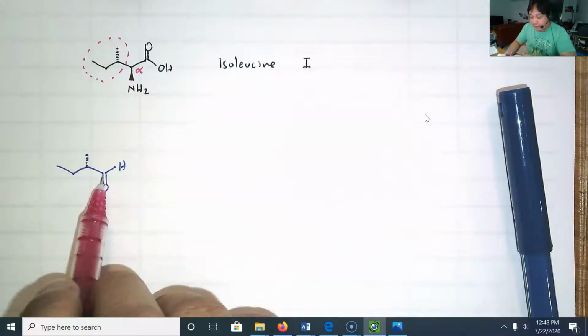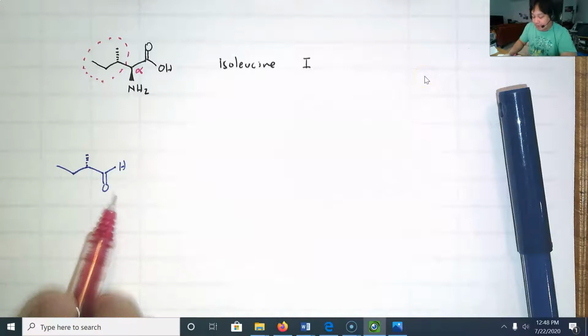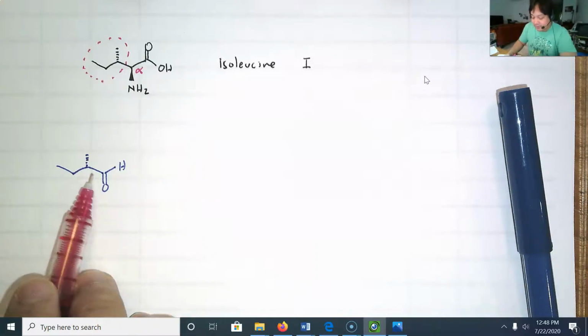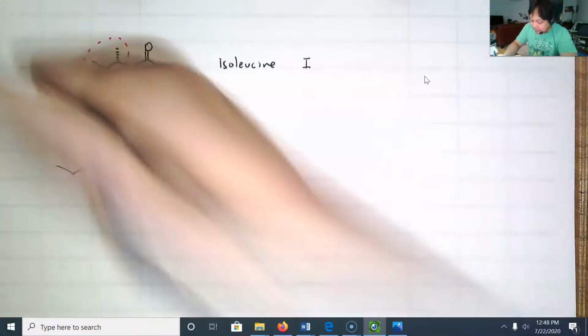Eventually it will turn into the alpha carbon, but right now you know that for carbonyl compounds, the alpha is the one next to it. So don't mark this alpha. You can mark it with a dot if you want.